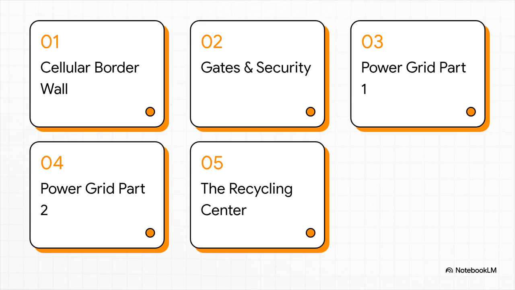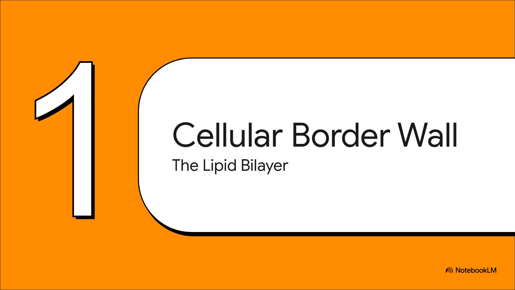First, the cellular border wall. Second, gates and security. Then we'll split our energy tour into Power Grid Part 1 and Power Grid Part 2. And finally, we'll clean things up at the recycling center. All right, let's start right at the city limits. Section 1, the cellular border wall, which in the cell is the lipid bilayer.